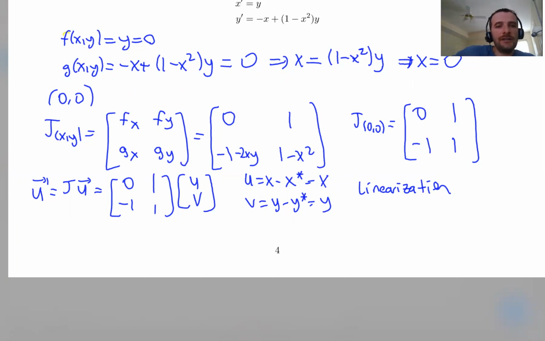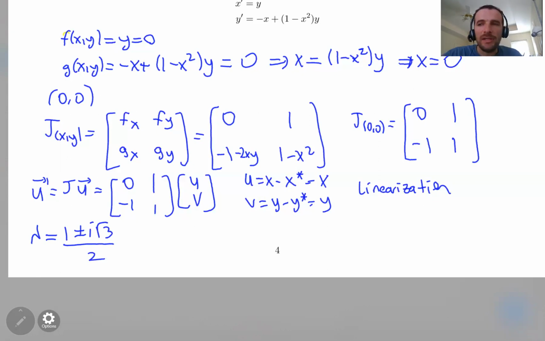Okay, so the eigenvalues are 1 plus or minus i root 3 over 2. So we have complex numbers, right? Both eigenvalues are complex numbers, and they come with a positive real part. The real part is 1. That's why this is an unstable spiral.